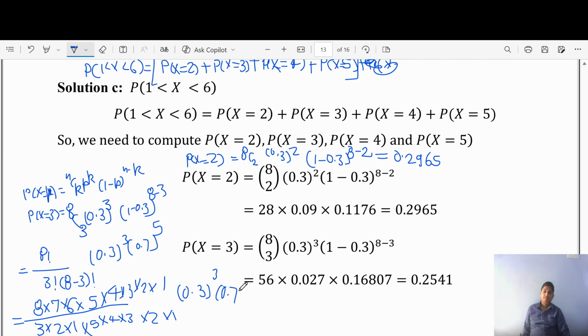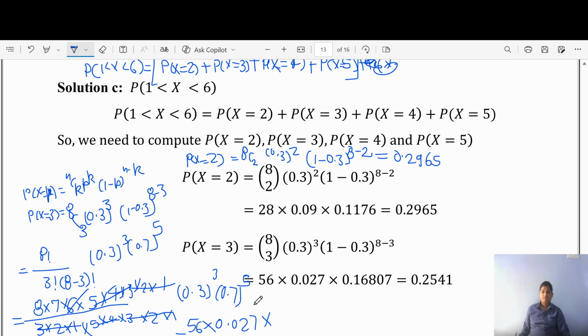So this is 0.7 to the power 5. If we solve, the 3 2 1 cancels out, the 5 4 cancels out, and the 6 cancels out. So 8 into 7, only 56 is remaining, into 0.3 to the power 3, which means 0.027.